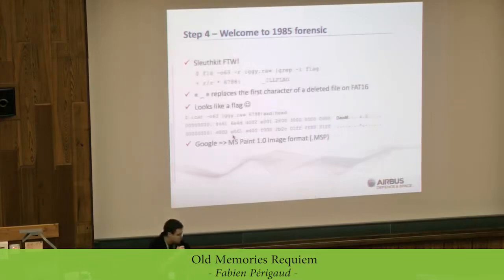If we start looking at the image, we find quickly a file which has been deleted. In FAT16, the first character of the file name is replaced by an underscore when the file is deleted. So, well, given the name, it looks like a flag, so we can extract it, then look at the file header. The file header is .m, and by Googling it, we find that it's the MS Paint 10 image format.